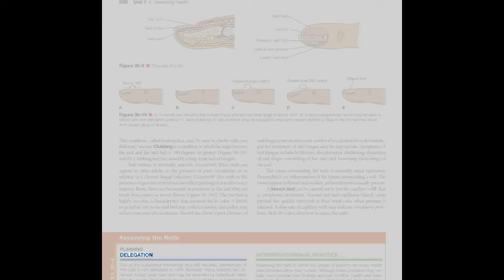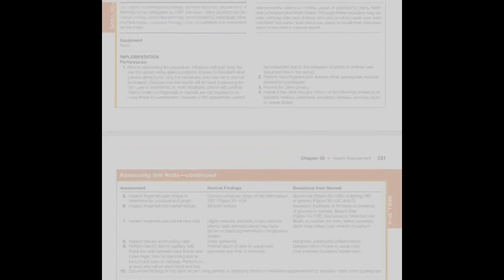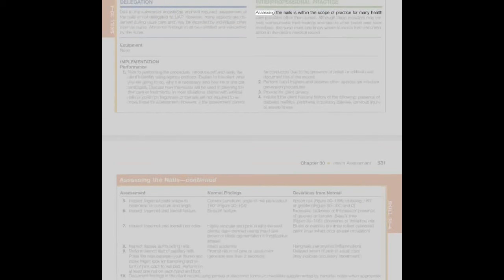Planning, delegation. Due to the substantial knowledge and skill required, assessment of the nails is not delegated to UAP. However, many aspects are observed during usual care and may be recorded by individuals other than the nurse. Abnormal findings must be validated and interpreted by the nurse. Interprofessional practice: assessing the nails is within the scope of practice for many healthcare providers other than nurses. Although these providers may verbally communicate their findings and plan to other healthcare team members, the nurse must also know where to locate their documentation in the client's medical record. Equipment: none.